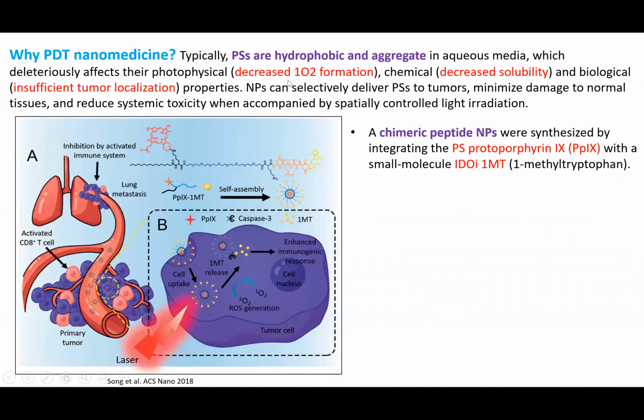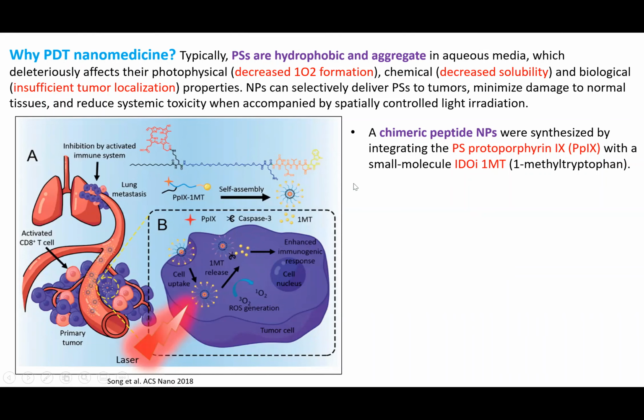Also, those photosensitizer molecules are usually hydrophobic, water-insoluble molecules, and tend to aggregate in aqueous media. This will reduce their photophysical activity, will reduce the formation of reactive oxygen species, will reduce their solubility, will reduce their tumor localization. And therefore, incorporation of the photosensitizers into nanoparticles can ensure their specific delivery into the tumor, reduce their systemic toxicity, and enhance their immunogenic cell death-inducing efficacy.